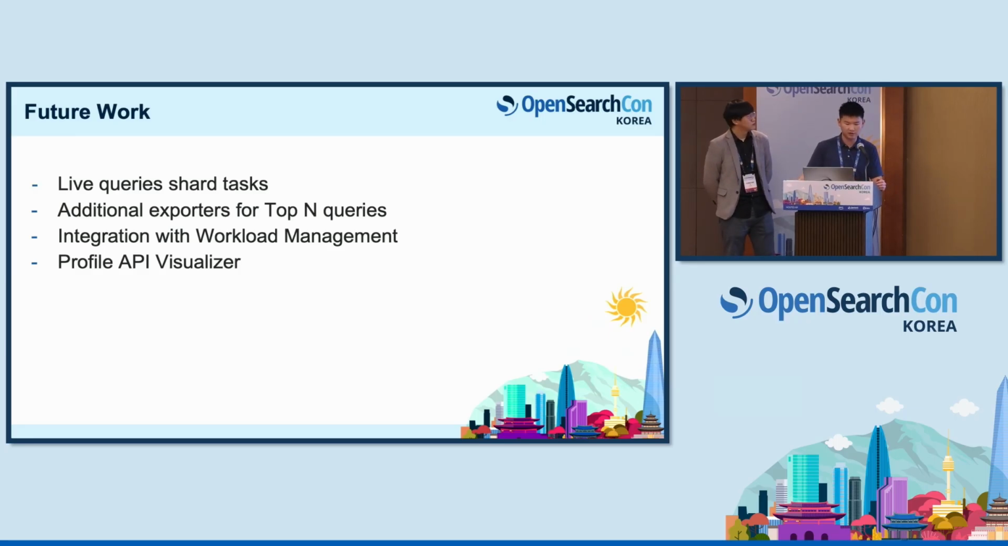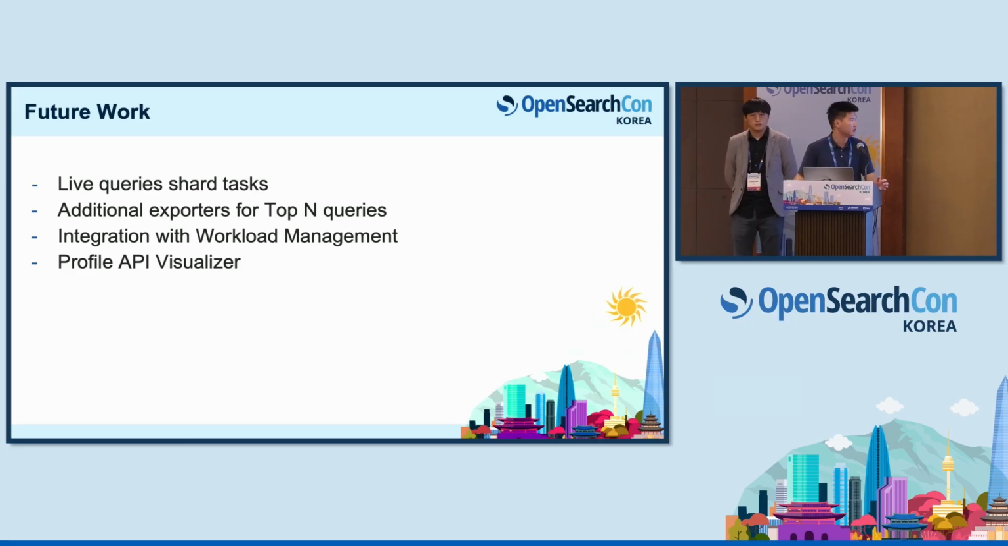Second thing is additional exporters for top N queries. Right now we offer the 3 exporter options, but users have expressed interest in other exporters such as S3 and Prometheus. Third item is integration with workload management.